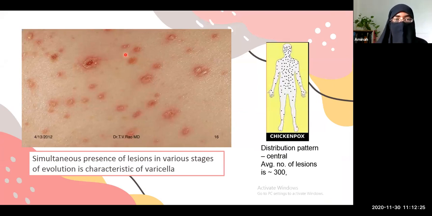Right, so like I said, new lesions keep coming for about a week. So in varicella, around the third, fourth day, you should be able to see lesions in various stages. So for example, you can see a pustule here. Probably this is a blister. That might be a scab, a crusted one. Yeah, you get the idea. So this presence of various stages of lesions simultaneously is characteristic of varicella.